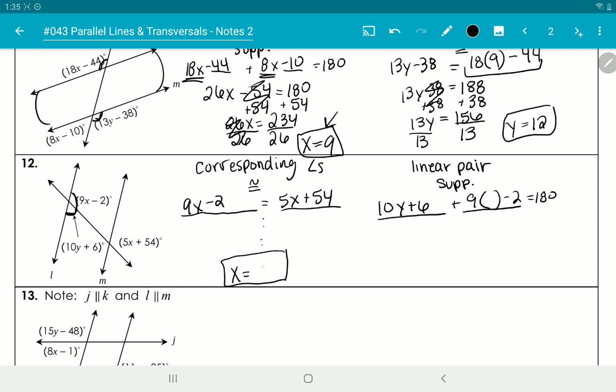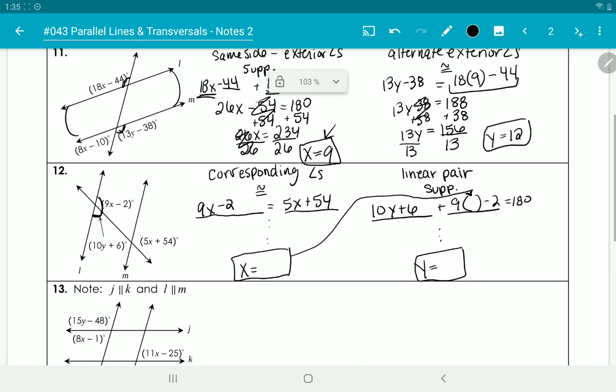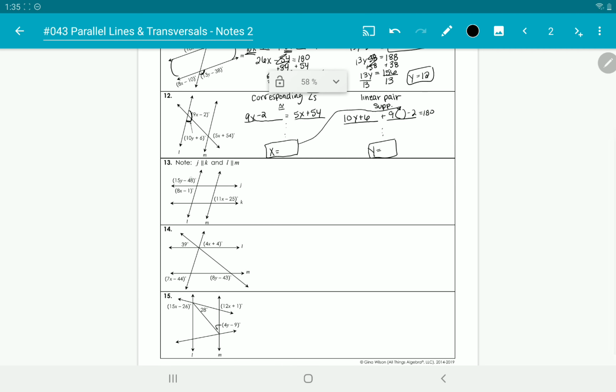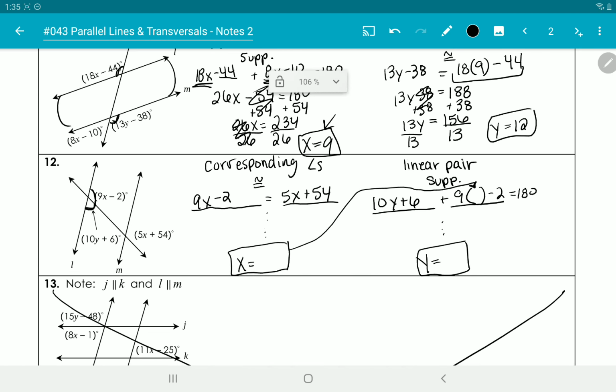Whatever your answer is here, the answer is not 0. That's not what I'm saying. Whatever your answer is here, you're going to plug it in right there. And then you're going to solve until you get y equals some number. Okay, so I've set it up. We are not doing 13, 14, and 15. Don't worry about those ones. But try 12 on your own.